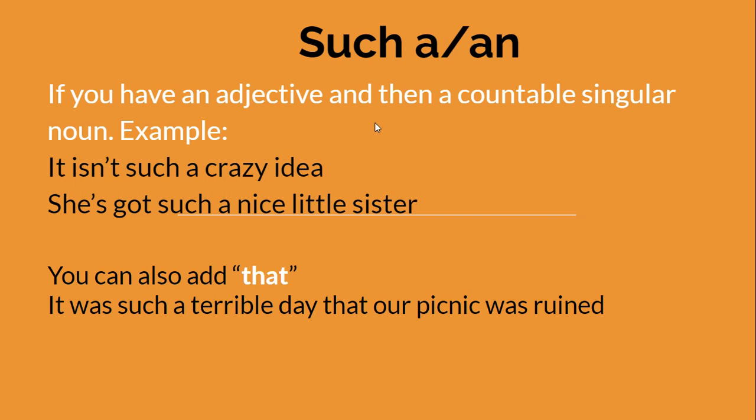Now, when do you use countable singular nouns? When you have such a or such an, considering that the article a or an is the little particle that helps me know the singularity of a noun. It isn't such a crazy idea. I have an adjective that describes the idea and the such a that intensifies what kind of idea it is.